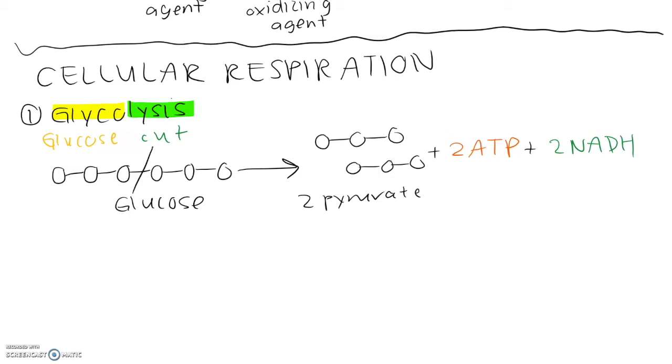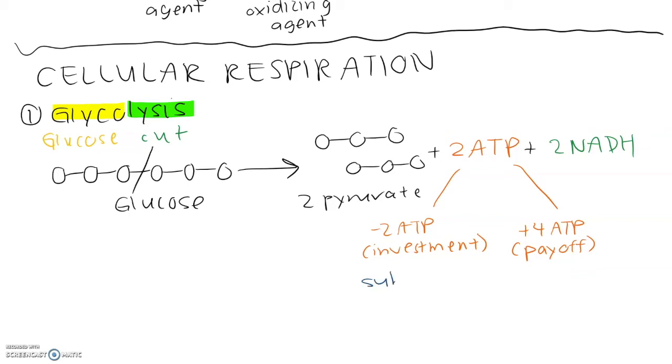This ATP is not just made from nothing. We actually have an investment phase where we invest 2 ATP in glycolysis. And we have a payoff phase where we make 4 ATP. And that's the payoff. It's also important to note that this ATP is made through a process called substrate level phosphorylation.